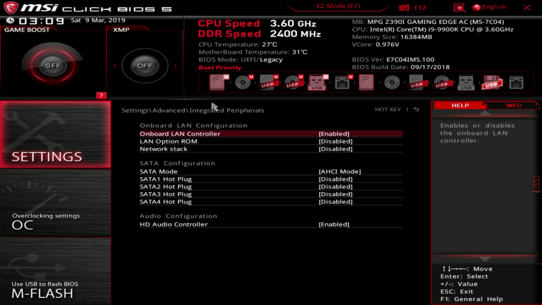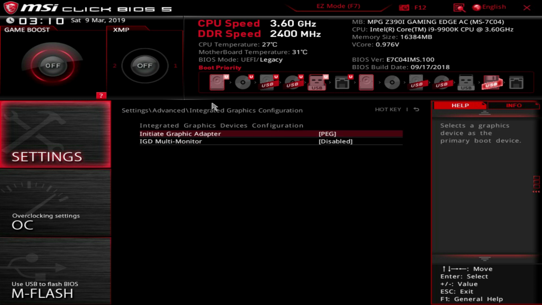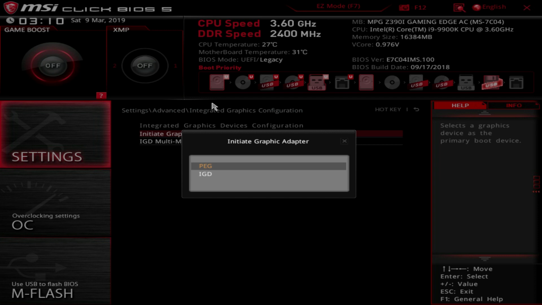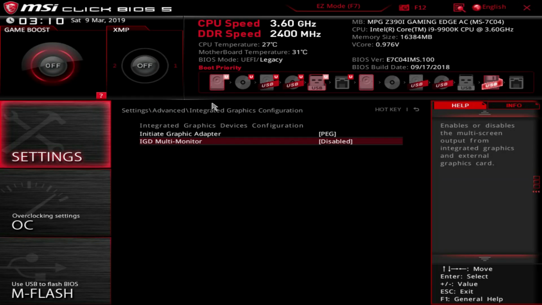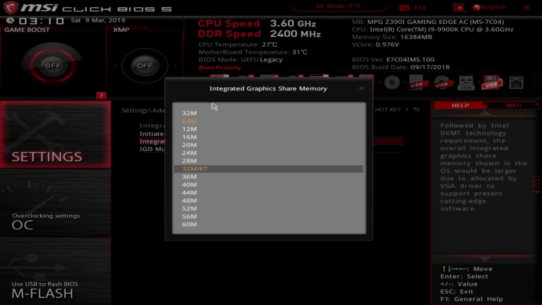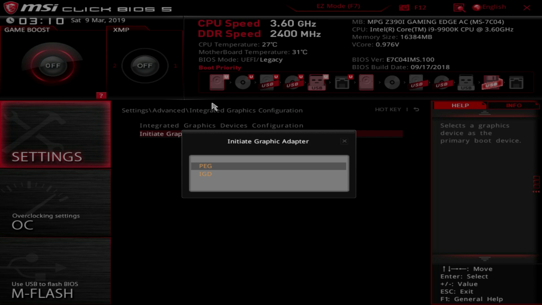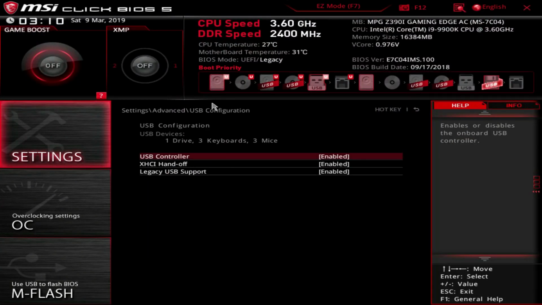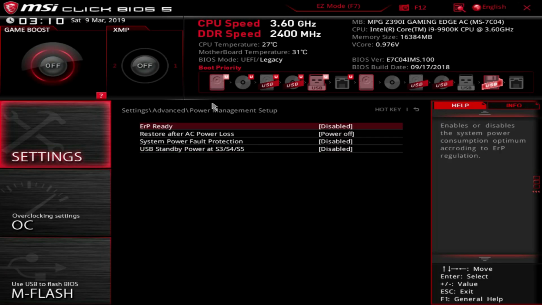Then we have integrated peripherals settings, so you can enable or disable your LAN and audio and your SATA. So that's kind of that. Then we have integrated graphics settings, so you can choose if you boot off of the iGPU or the PCIe GPU. And then multi-monitor functionality for the integrated graphics, to output from both at the same time, and then memory options for the iGPU. So that's that. Then we have some USB settings. Right, so there's that. Next we have some power management stuff.